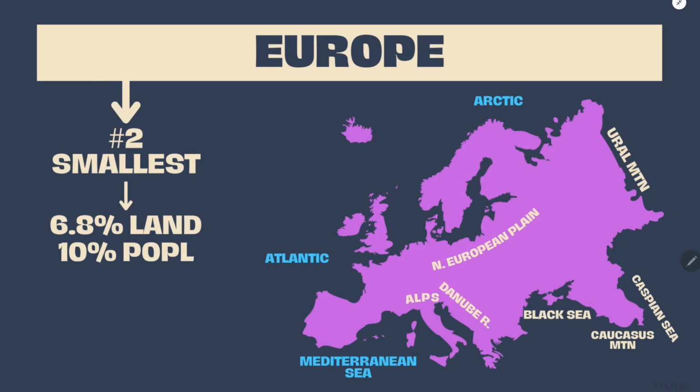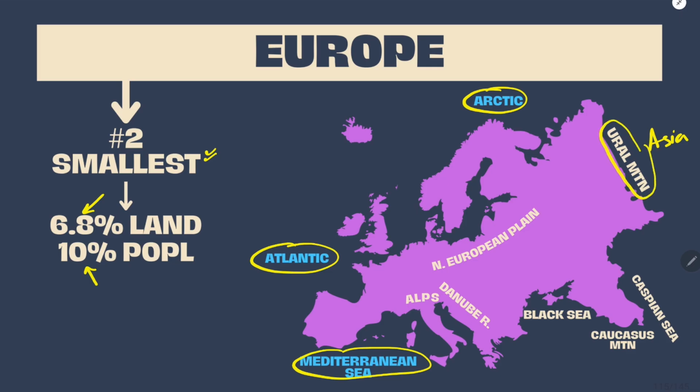Next we saw Europe. Europe is the second smallest continent and it covers 6.8% of the world's land area and is home to 10% of the world's population. Europe is surrounded by the Arctic Ocean to the north, the Atlantic Ocean to the west, and the Mediterranean Sea to the south. Like we saw in the previous slide, it is separated from Asia by the Ural Mountains, the Caspian Sea, the Caucasus Mountains, and the Black Sea. Further, we saw 3 important features of Europe, that is the Alps, the Danube River, and the North European Plain.